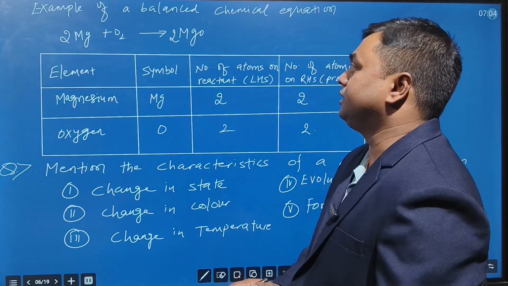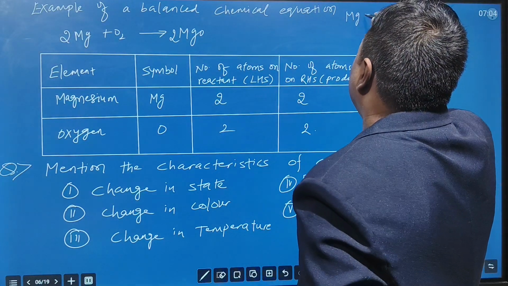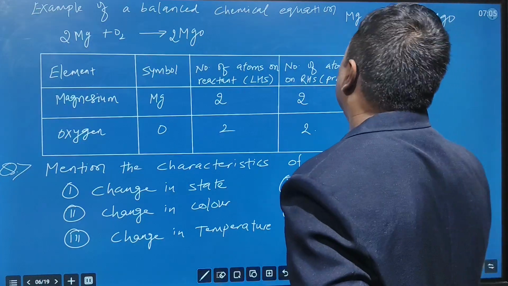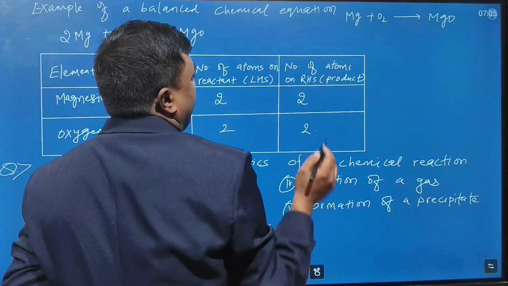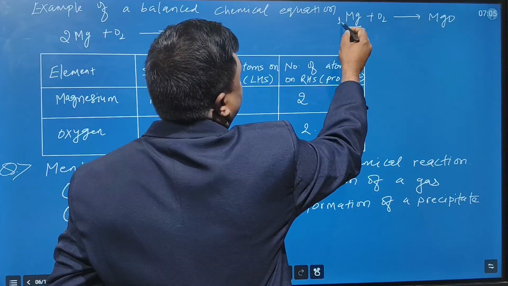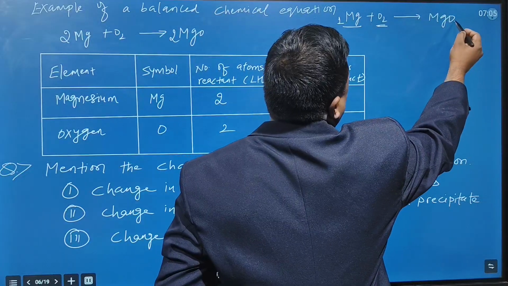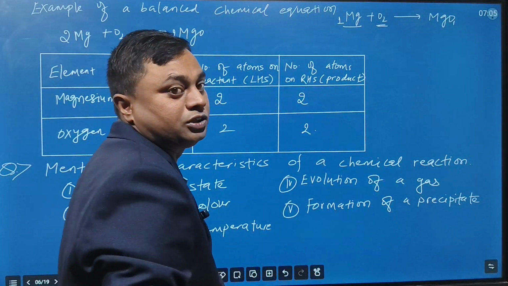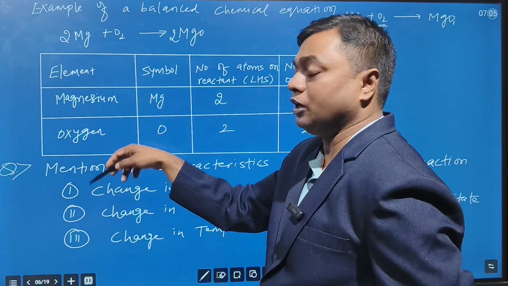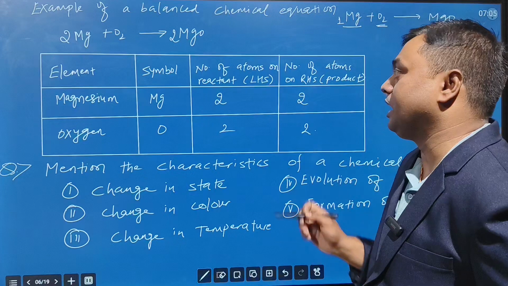Let's take one equation. Magnesium reacts with oxygen and gives rise to MgO. If you see the magnesium atoms, how many are there on the LHS? One atom, right? This side also one. Oxygen is 2 on this side and 1 on the other side. So it is not a balanced equation. How are we going to balance it? First we write the elements, their symbols and the number of atoms on the LHS and RHS.